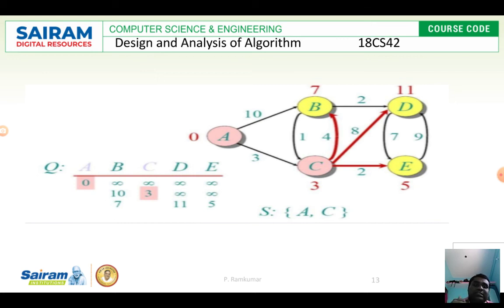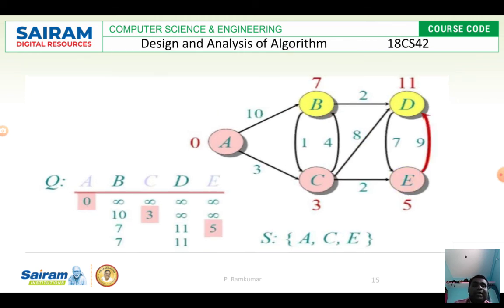C to B, C to D, C to E. When I compare with all the other values, C to E is the shortest route. So I'll choose C to E only. So now it becomes C to E, and it becomes 5. Next, from E to D I need to compute. E value 5, E to D will take 9 km. So 5 plus 9, it will take 14 km.